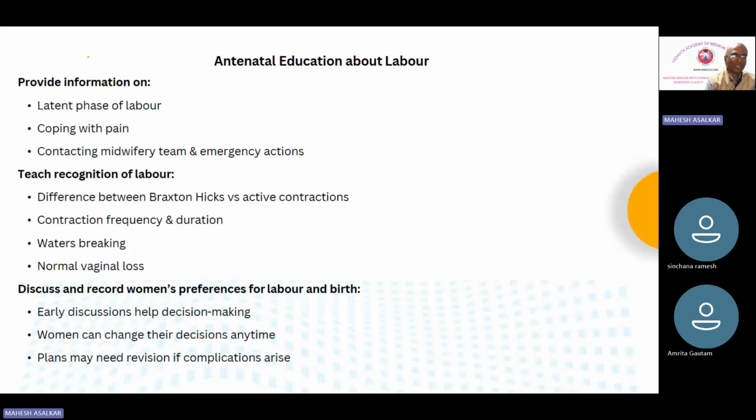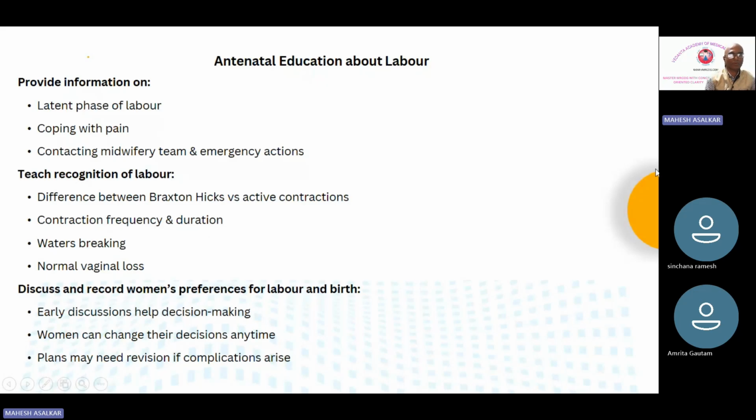Okay, so what does this guideline tell about intrapartum care? What antenatal education about labor do we need to provide? Provide the mother information about the latent phase of labor, coping with pain, contacting the midwife team and emergency actions, and teach the recognition of labor. We also need to discuss with the patient the difference between Braxton Hicks contractions and active contractions, contraction frequency and duration, water breaking, and normal vaginal loss.